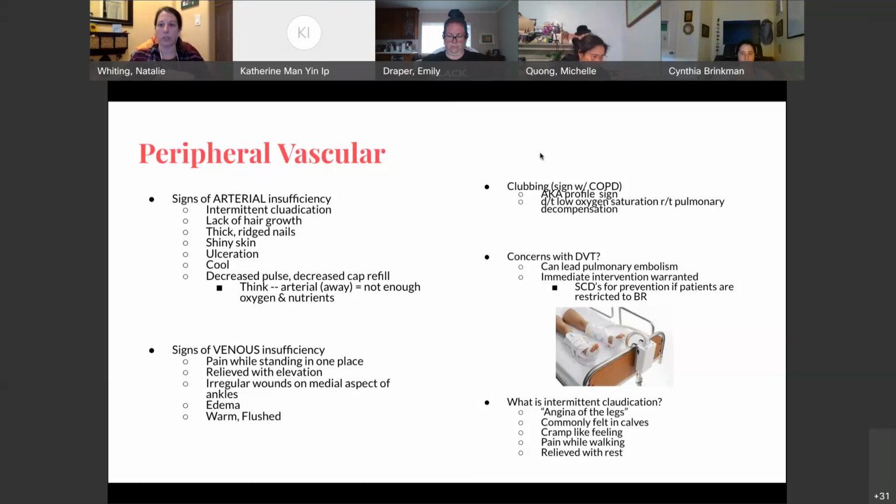So signs of COPD, you're going to have clubbing, which is also known as the profile sign. And this is due to low oxygen saturation and decompensation.